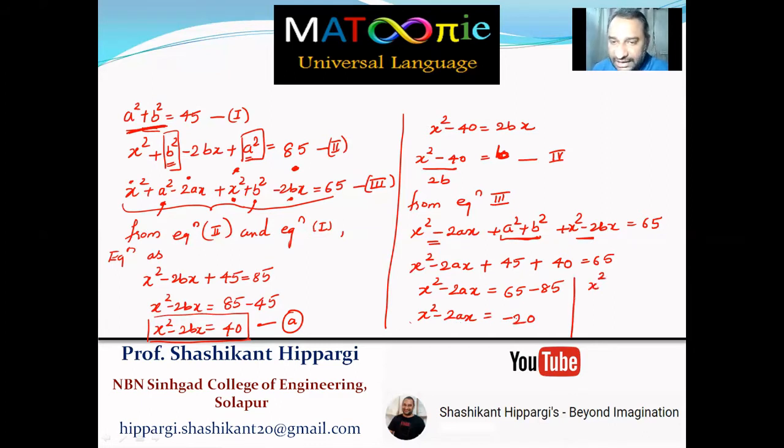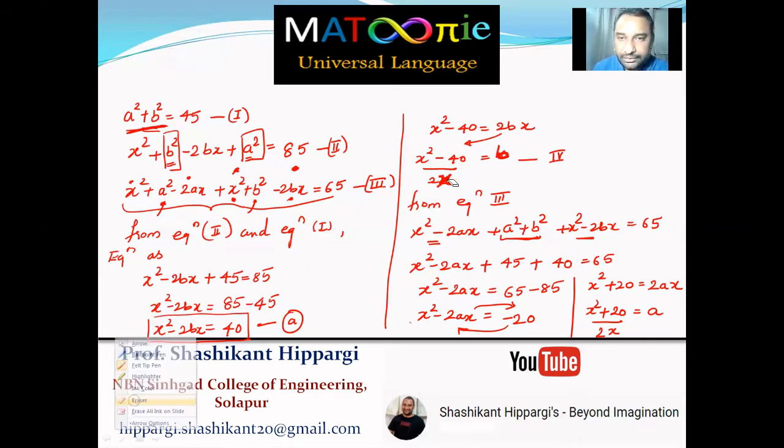So x square, I'll take 20 on this side, 2x on the other side. So x square plus 20 is equal to 2ax, or a is equal to x square plus 20 divided by 2x. Sorry, this is 2x, not 2b. This is 2x. We are taking 2x on this side. B is on the RHS. So it is 2x. I'll just remove that and write it again, because there is a small mistake. This is 2x.